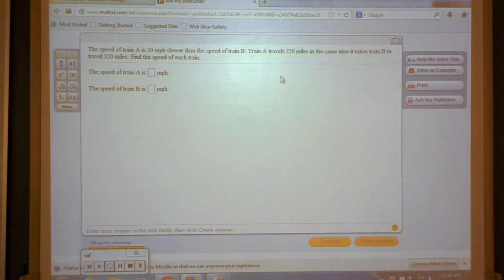Train A is slower, so it's going 44 miles an hour. No, it's 46. And train B is 64. No, it's 46 and 66. Where are you getting the 46? They give me the answer. Well, you got a different problem. No, train A is 230 and 330. That's how I wrote mine down. And mine is 220 and 320.